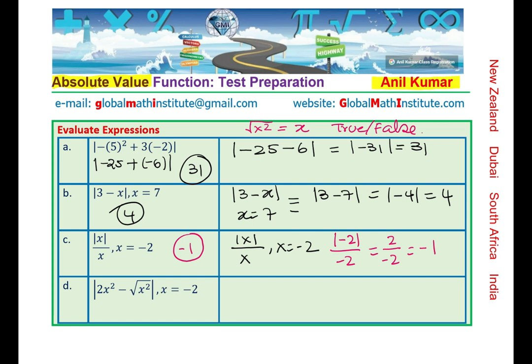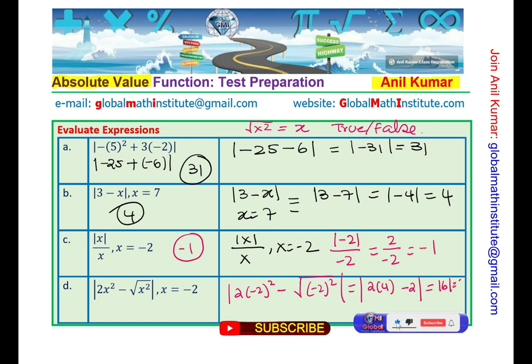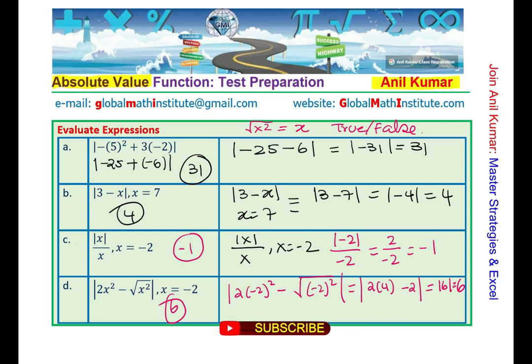X is equals to minus 2. Great. So let's substitute minus 2 for x. We get absolute value of 2 times minus 2 whole square minus absolute value of minus 2 whole square. Correct. And we need to find this answer. So 2 times minus 2 whole square means 2 times 4, right? So absolute value of 2 times 4 minus. Now square of minus 2 will be 4 and square root of 4 will be 2. Correct. And so we get 8 minus 2, which is 6, right? So we get absolute value of 6, which is 6. So the answer here is 6. Perfect. Now with that, we come to an end of the solution of these expressions.